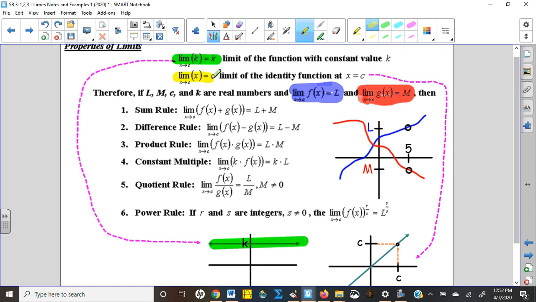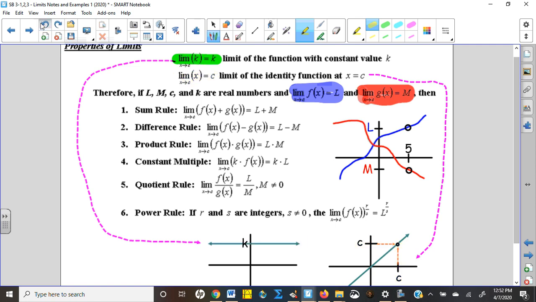With the identity function, which is just y equals x, no matter what the x value is, the y value is going to be the same. And so you're always going to get a limit that's equal to the x value you started with. So if you take the limit as you approach 4, you're going to get 4 for the limit, and so on. Pretty simple, but good to know.